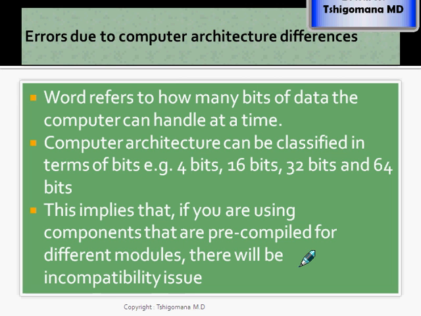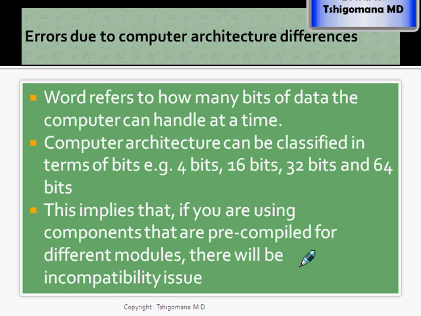Nowadays, we only have 32 bits and 64 bits. This implies that even the operating system that you are going to buy must be in relation to the word size of your computer. Now, this implies that if you are using components that are pre-compiled for different modules, there will be incompatibility issues. In other words, if you go and buy a program that is meant for 32 bits, there will be some problems because it won't run.